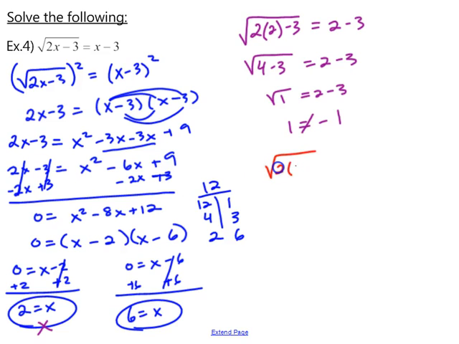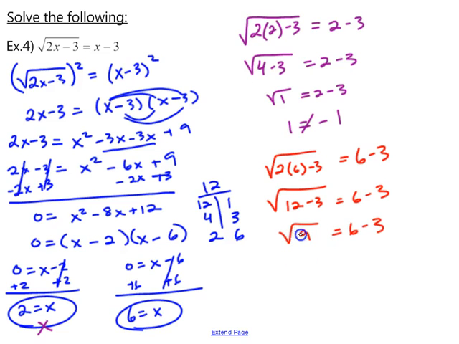Square root of 2 times 6 minus 3 under the radical equal to 6 minus 3. So 2 times 6 is 12. 12 minus 3 is 9. And the square root of 9 is 3 equal to 6 minus 3 is 3. And since 3 does equal 3, that means x equal to 6 is the only solution for this equation.